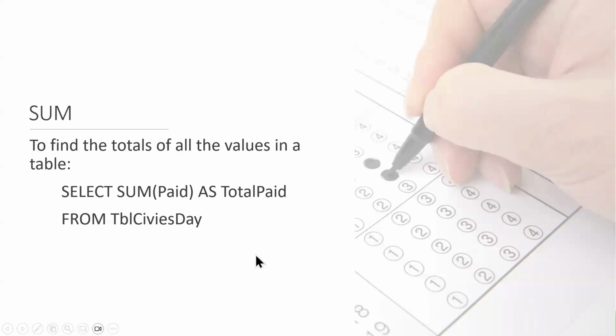Then sum is to find the totals of all the values in a table. So select sum brackets paid as total paid from table Civies Day, for example. And that will give you the total that everybody's paid up.